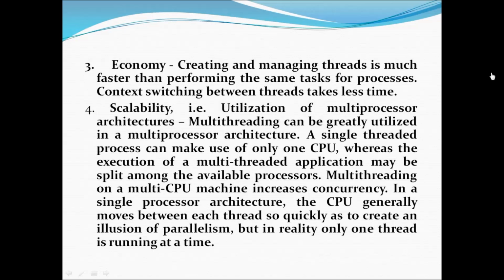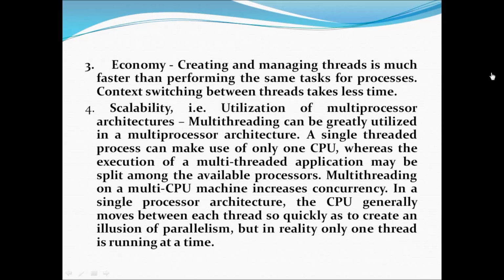But practically some OSs may restrict the creation of threads to around 200 or 300. But theoretically you can create any number of threads, thereby you can scale it and improve the performance. Multi-threading on a multi-CPU machine increases concurrency. Concurrency means multiple users can use multiple threads at the same time. But even if you are using a single processor architecture, the CPU generally moves between each thread so quickly. That is also an advantage.